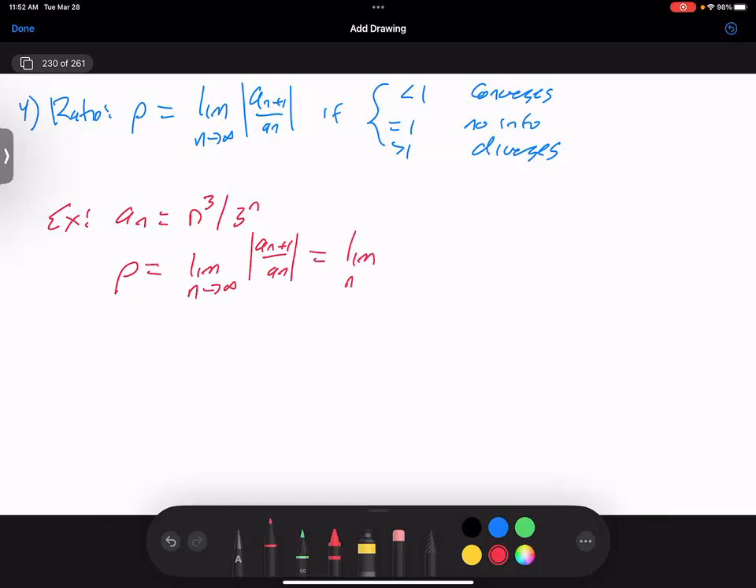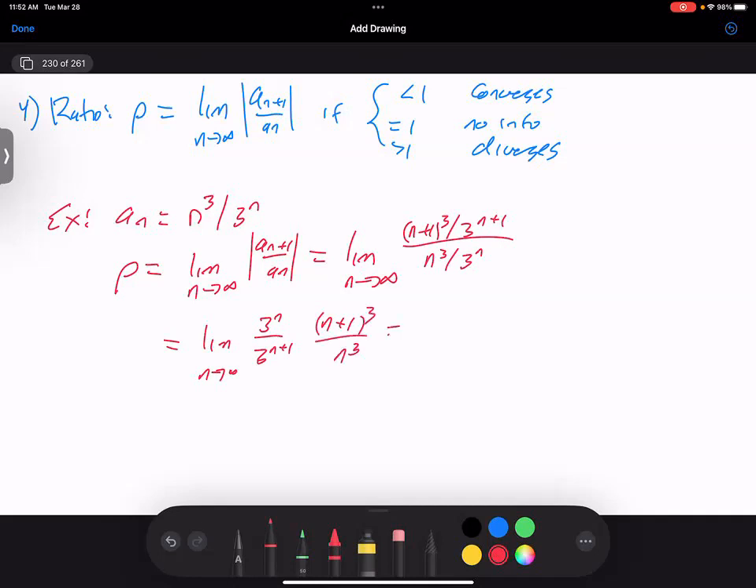I have to keep writing the word limit each time. It would be (n plus 1) cubed over 3 to the n plus 1, over n cubed over 3 to the n, the limit as n goes to infinity. I'll do it very slow. 3 to the n over 3 to the n plus 1, (n plus 1) cubed over n cubed. The limit as n goes to infinity is 1/3 times (n plus 1 over n) cubed.